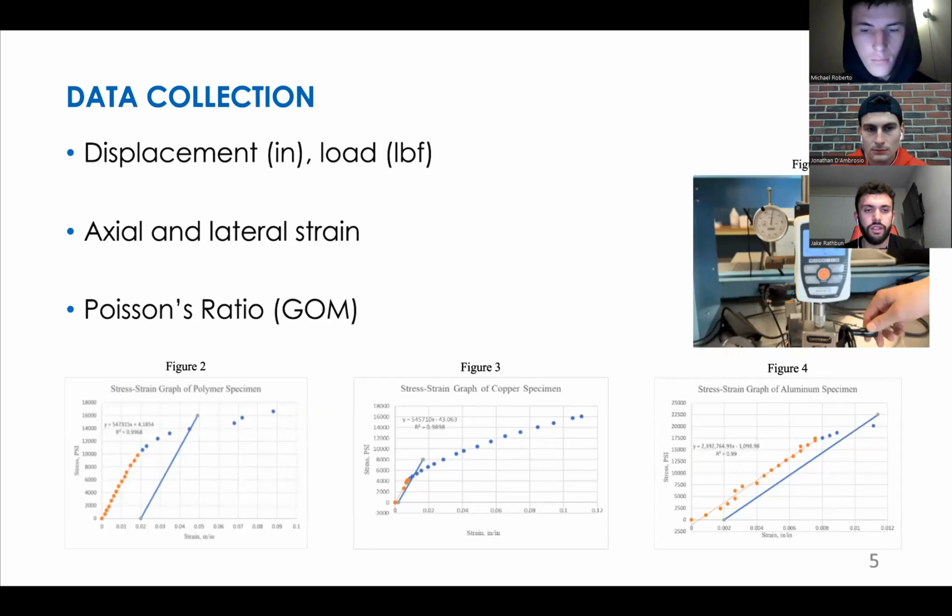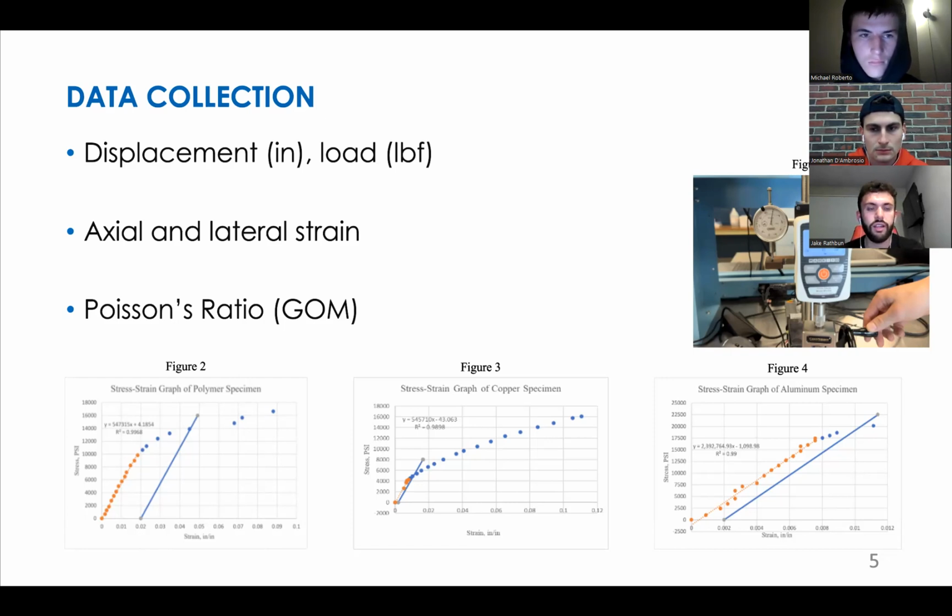To collect data, the team started with finding the displacement and load applied to the specimens, which is in figure 1, which shows the force meter or force gauge and the dial gauge on the left. And figures 2 through 4 include stress-strain graphs of each specimen, with the 0.2% offset lines for copper and aluminum, and then the 0.02% offset for the polymer.